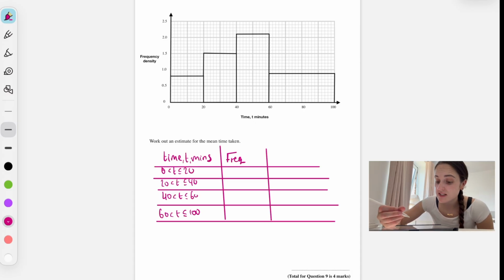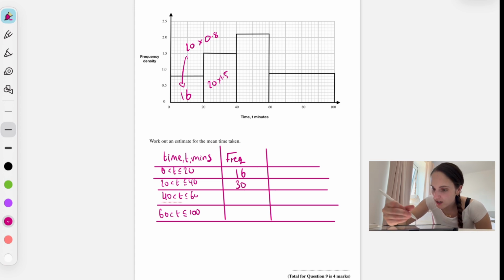So firstly, what I need is the frequencies for each of the intervals. So from 0 to 20, I'm going to do 20 and I'm going to times that by 0.8. So 20 times 0.8, that's 16, so that's 16 for that one. This next one, that's 20 times 1.5, and 20 times 1.5 is 30. The next one, we have 20 times 2.1, so 20 times 2.1, that's 42. And the last one, we have 100 times 0.9, so 100 times 0.9 is 90.